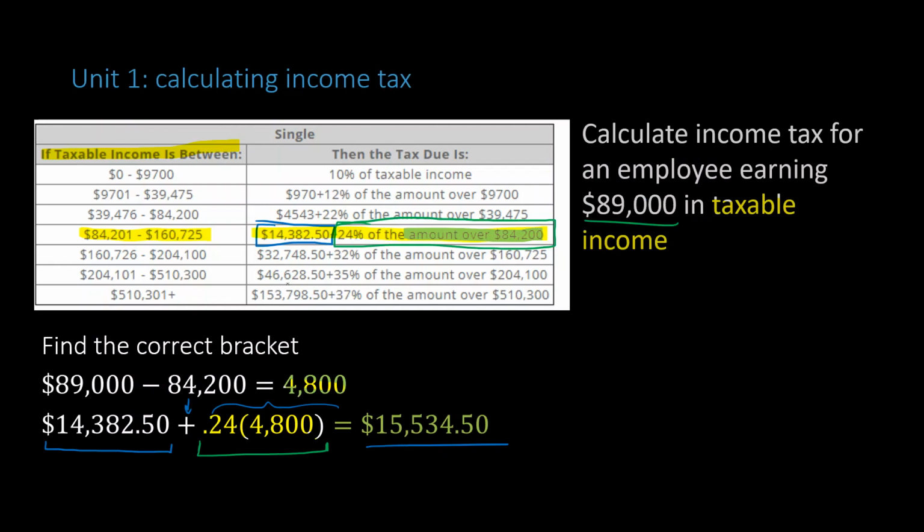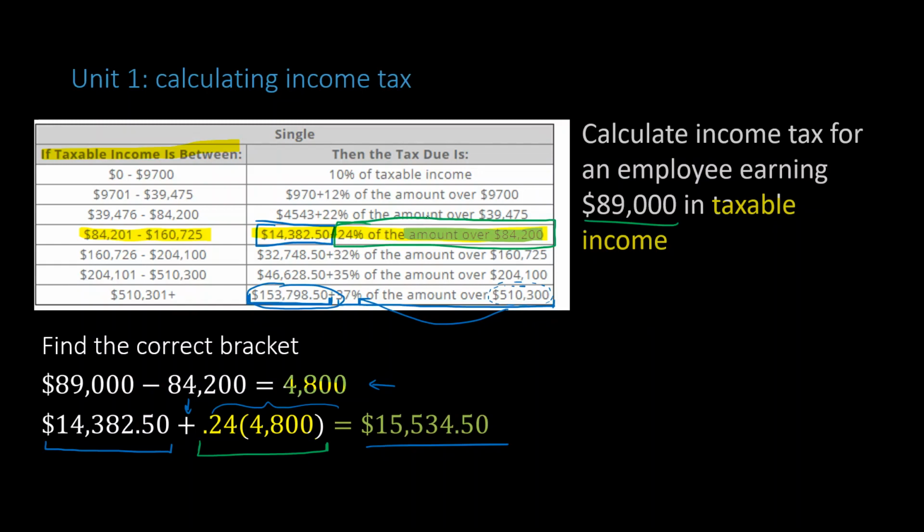Now, as you look at other brackets, the amounts will change, but the method is always the same. Truly, just do what it tells you to do. For example, if you look at the bottom bracket, it tells you flat that their tax is going to be this much money, so you would add that, plus 37% of the amount over 510,300. So you would do your calculation like we did here to figure out by how much the person's income has exceeded this amount. Once you got that number, you would calculate 37% of that, and then you would add it to this number here.